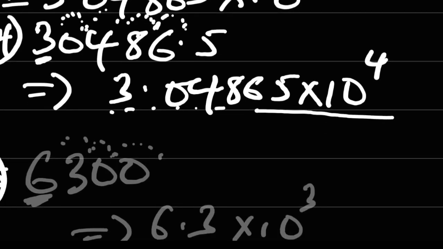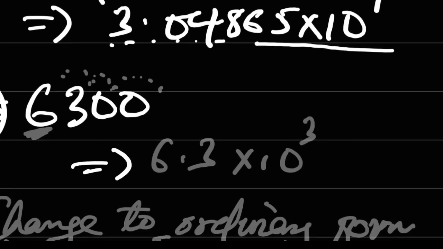The last question, question number 5, 6300. In standard form, if decimal is not written, consider it to be at the extreme end. Move it till it gets close to the first significant figure. So it will move how many times? 1, 2, 3. So our answer is 6.3 times 10 raised to the power of 3, because it moved 3 times.